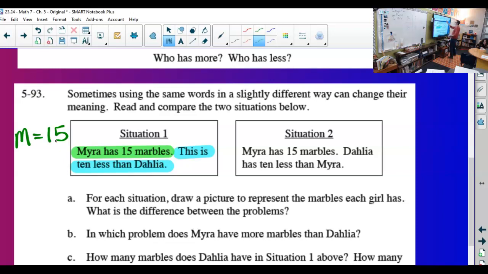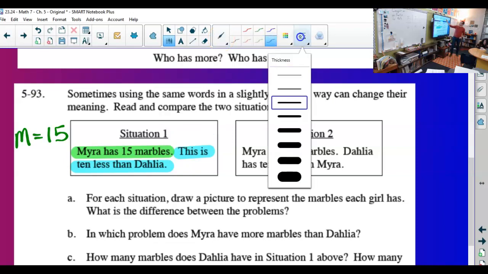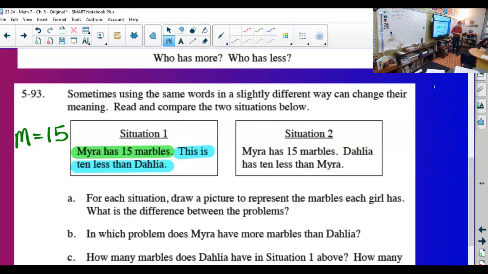So Donna, what about what I highlighted in blue? What about what I highlighted in blue? Who has left? When this says this, who's this? So, like, Maya's amount is 10 less.